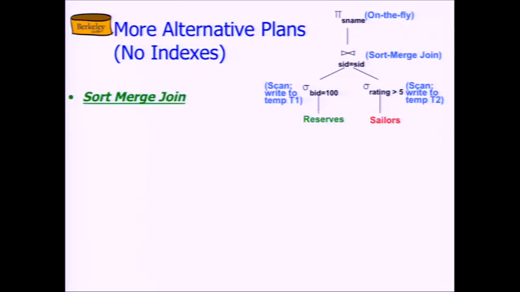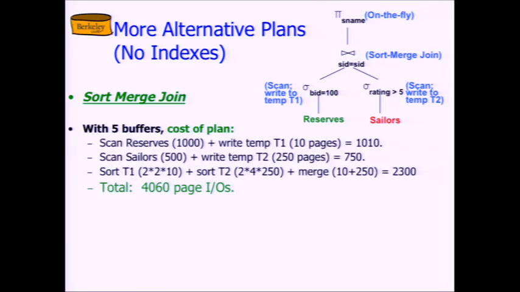What about sort-merge join? We haven't thought about that. Let's go through the exercise. So remember, we're going to sort-merge join the results of the selections. Sort-merge joining on boat ID, we're only going to sort-merge join 10 pages, right? And sort-merge joining on rating, we're going to sort-merge join 250 pages. So this is not that bad. So scan reserves and write the temp. That's 10 pages. Scan sailors and write the temp, which is 250 pages. That's a total of 750. Sorting T1 is 2 passes on those 10 pages.